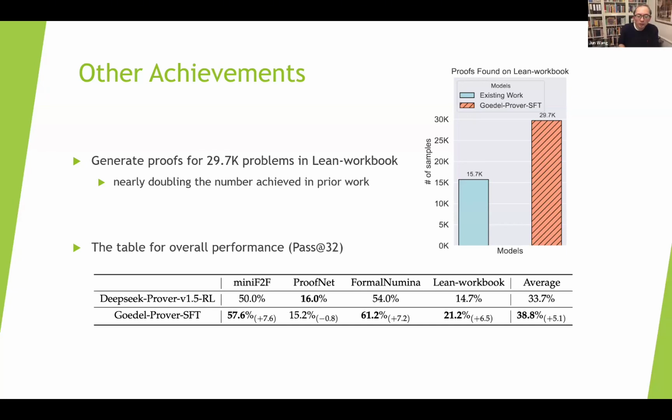How big is the model? Presumably you fine-tuned an existing language model? Yeah, this is a 7B. We fine-tune a 7B model from the DeepSeek base. I see, so it's the same base model as the DeepSeek Prover. Yeah. Okay, cool, thanks. We see relatively consistent improvements over a bunch of benchmarks.